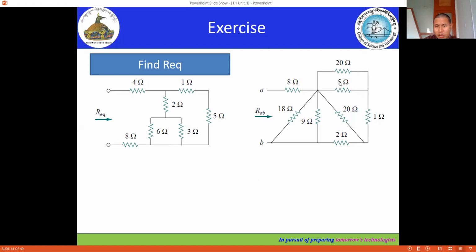If you look into this, we have 20 ohms and 5 ohms connected in parallel. If you solve this, you will get one value which will be connected in series with 1 ohm. And then later on, if you solve this equivalent value, it will come in parallel with the 20 ohms. So in this way, we have to solve the equivalent resistors which are connected in the network. Okay, let's solve with that one.